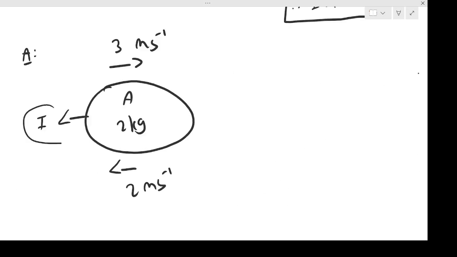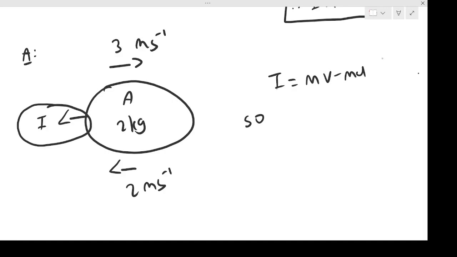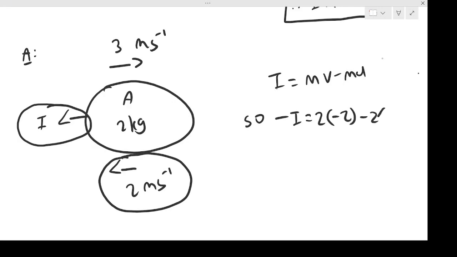If I work out the impulse this way then, with A instead of B, again I'm going to use the same formula, I is mv take away mu. In this case, the impulse is now in the negative direction, so it's going to be minus I to account for the negative direction. It's going to be the mass, which is 2, lots of V. Now the V is 2, but that's also in the negative direction, so it's minus 2. Then minus 2 for m lots of u, which is 3, but that's in the positive direction, so it's plus 3. Hopefully happy with the negatives there.